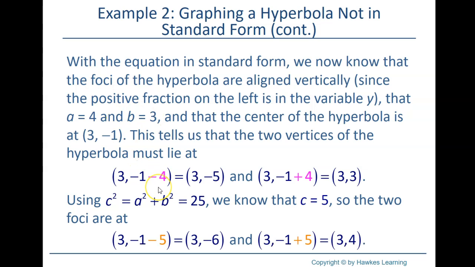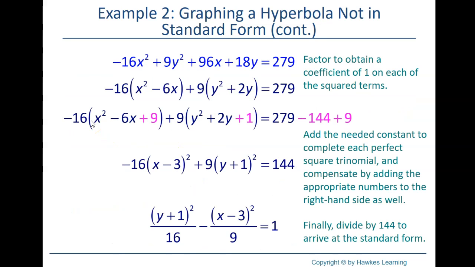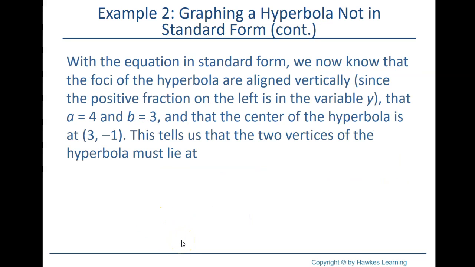Again, because this is opening up and down now, we will be adding and subtracting these numbers to the y-coordinates. So subtracting and adding 5 from our center gives us these 2 points for our foci, and these 2 points for our vertices. Because again, a positive number was under the y-coordinate. So we're moving up and down 4.